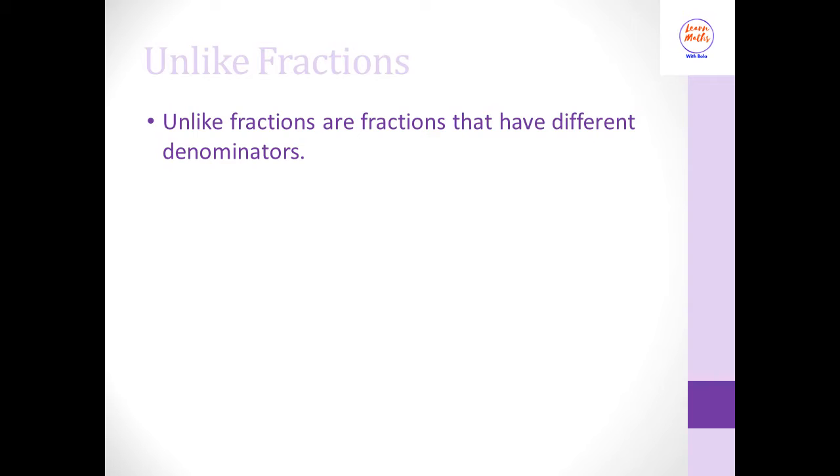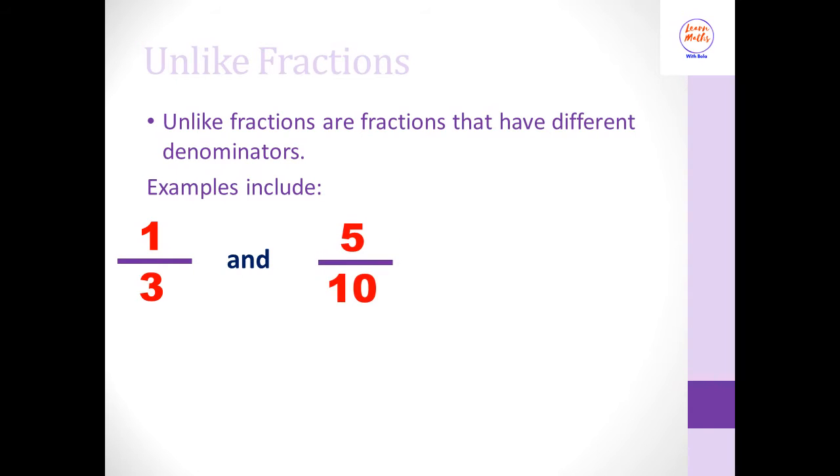It is the denominator being the same that makes it a like fraction, while when the denominator is different, then it is an unlike fraction. An example, you have 1/3 and 5/10. The denominators are different. 3 is not the same thing as 10. So that is an example of an unlike fraction. Another example, 6/8 and 2/4. 8 and 4 are not the same thing. So these are unlike fractions.